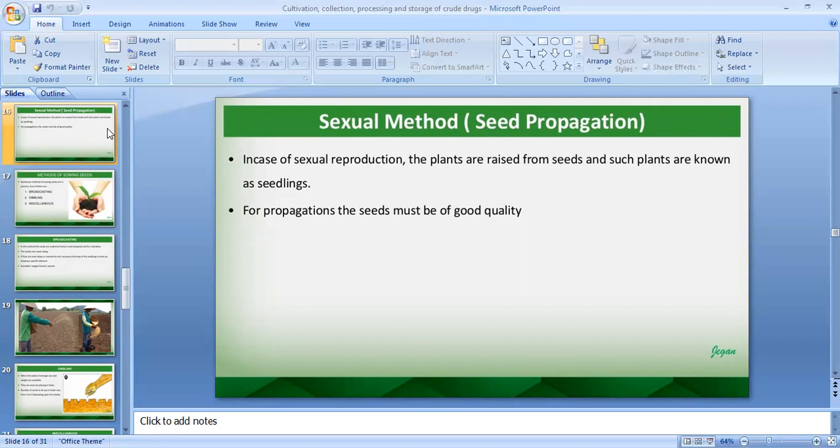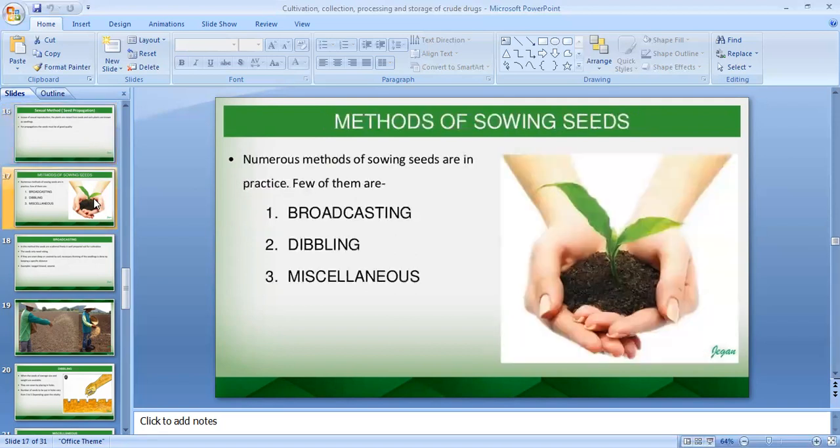For propagation, the seeds must be of good quality. We should select good quality seeds for propagation. Methods of sowing the seeds. These are the various methods for sowing the seeds. Numerous methods of sowing seeds are in practice. A few of them are: first method is broadcasting.